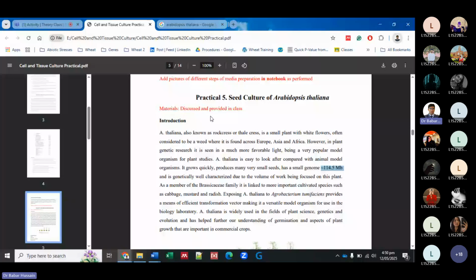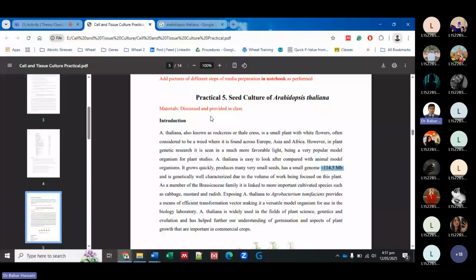So why is Arabidopsis thaliana a model plant? Number 1, this plant is very small in size. It can be grown anywhere. It can be handled easily. Number 2, the plant produces thousands of seeds which can be used for further studies, and it makes genetic studies very easy. Number 3, its genome size is very small, so it is very easy to understand how different genes are functioning, how different genes are working in Arabidopsis thaliana.